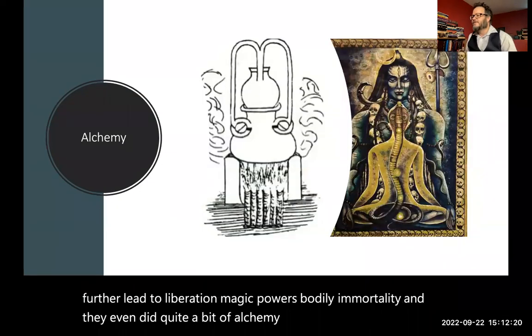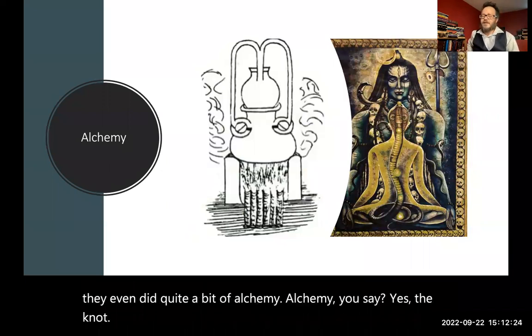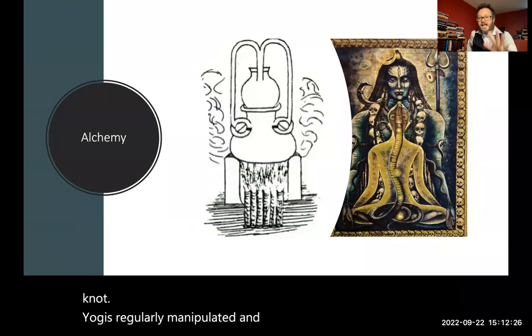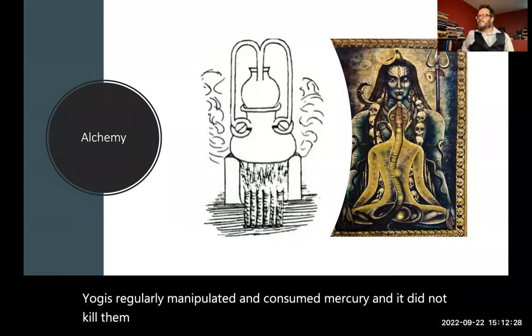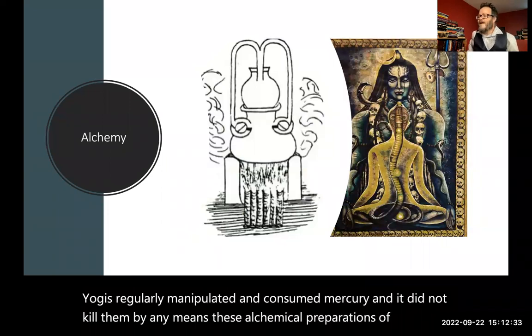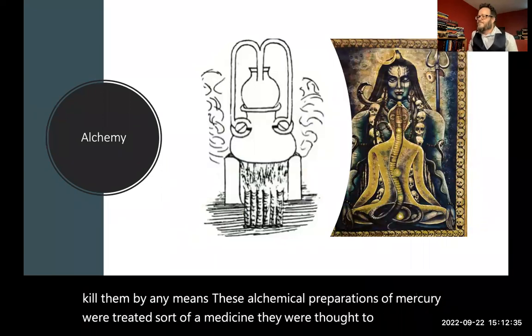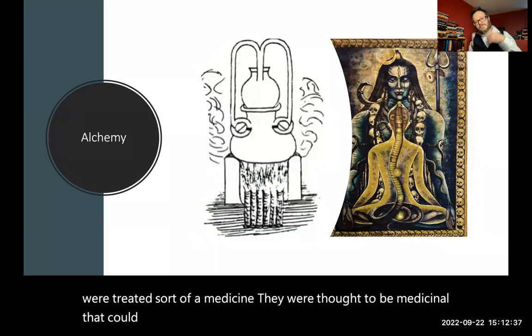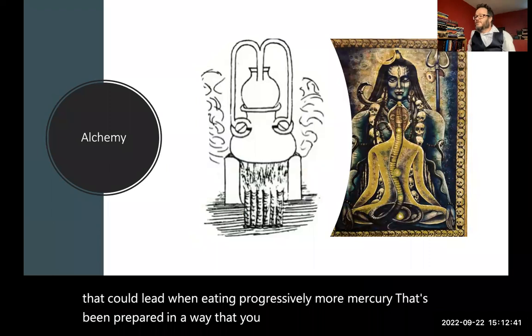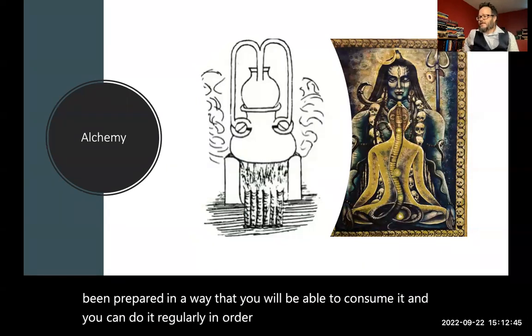Alchemy, you say? Yes. The Nat yogis regularly manipulated and consumed mercury, and it did not kill them by any means. These alchemical preparations of mercury were treated like a sort of medicine. They were thought to be medicinal, that when eating progressively more mercury that's been prepared in a way that you will be able to consume it, you can do it regularly in order to lead to bodily immortality.